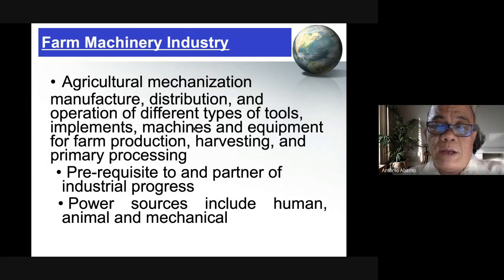Now, human source of power is agricultural labor. But when we talk about farm mechanization, it's either animal power, getting the source of power from an animal by pulling the plow or harrow, for example, and mechanical mechanization. So this is almost the entire coverage, or scope, of the farm machinery industry.